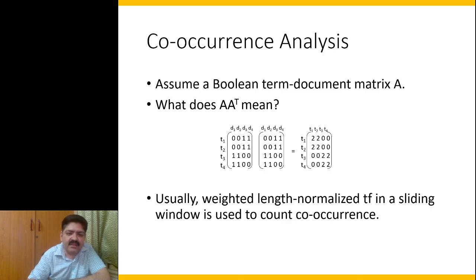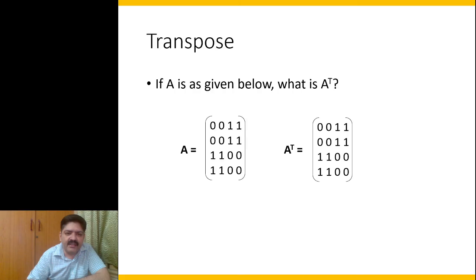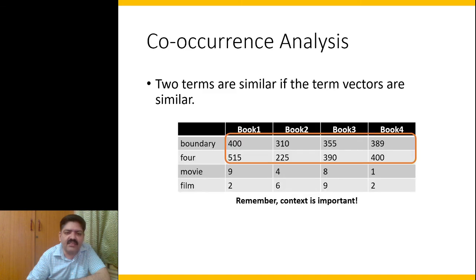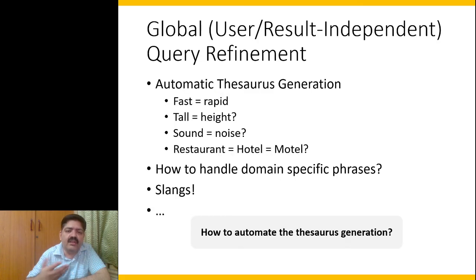So here is another realistic example. So I have a term document matrix. I take its transpose and I multiply it. And what I get is a term-term co-occurrence matrix. If I examine some row of this term-term co-occurrence matrix, I can say that term 6 is more relevant to term 1. So it looks like term 1 and term 6 are synonyms. They appear in similar documents. So that's the core idea behind thesaurus. So there's one idea, I should say, behind thesaurus generation. And if we have such thesauruses or thesauri, I could go ahead and do global query refinement.